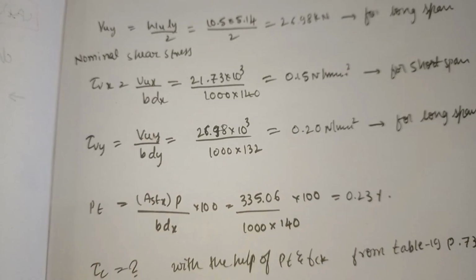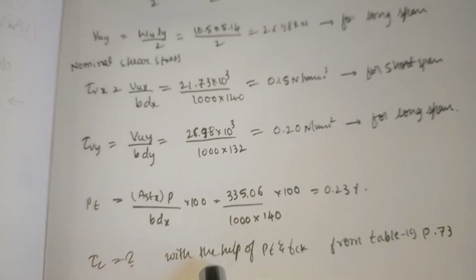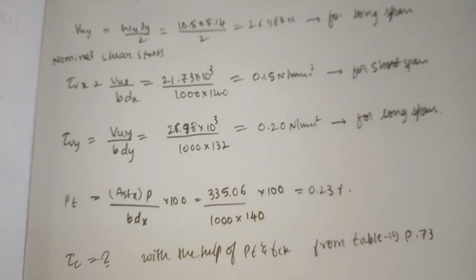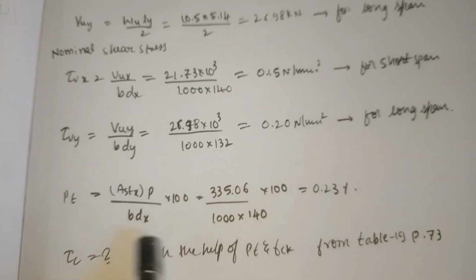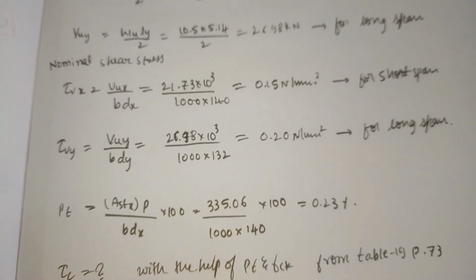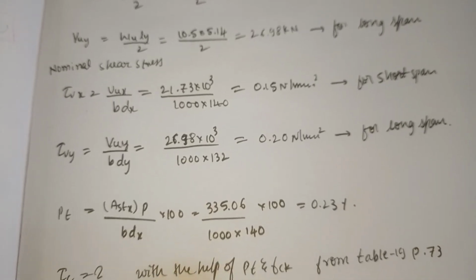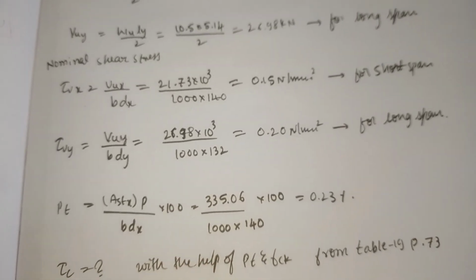So next we will go for the calculation of tau c value. Calculation of tau c value with the help of the Pt and fck. By using the table number 19 which is given on page number 73, we will see. So our Pt value is 0.23. By using this value and our fck is 20, these two will calculate the tau c value by doing the interpolation method.